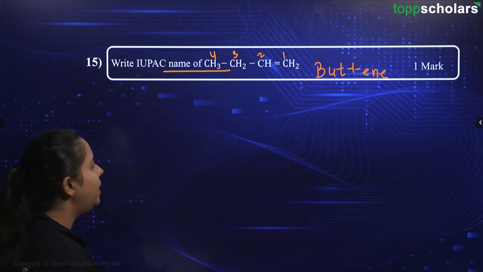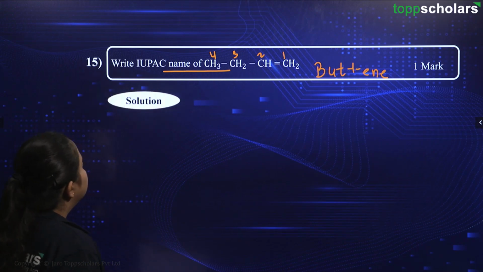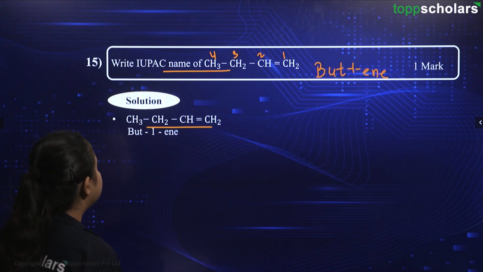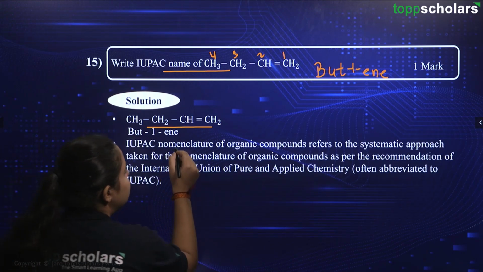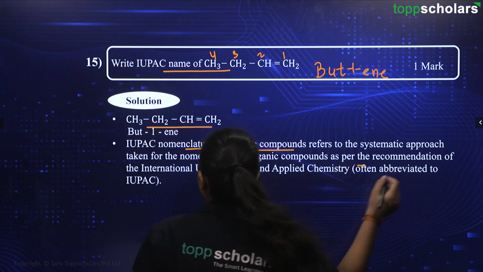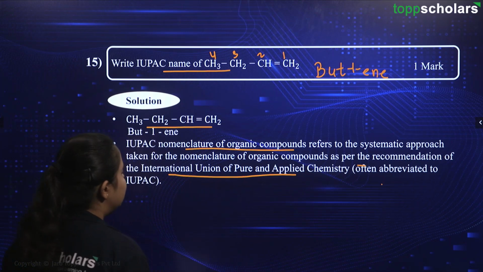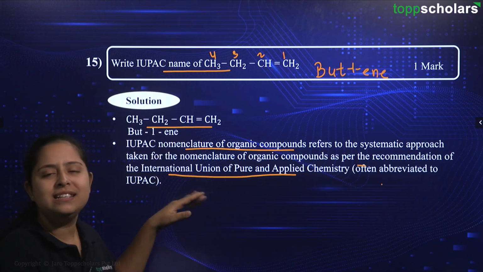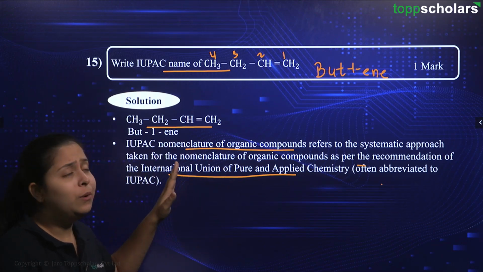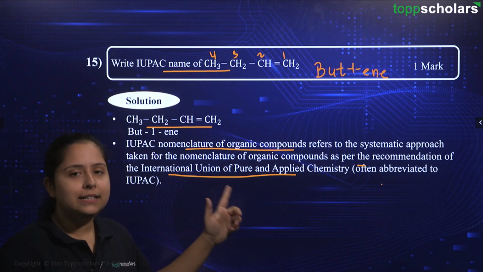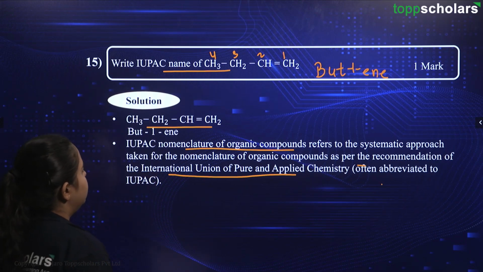Okay, let us see the solution part, whether it is right or not. So the correct answer is but-1-ene. This is the structure that is provided to us. Here we will try to justify it. IUPAC nomenclature of organic compounds refers to the systematic approach taken for the nomenclature of organic compounds as per the recommendation of the IUPAC, that is International Union of Pure and Applied Chemistry. So this is information that is provided to you. No need to add this in your exam. Only if they are asking you the full form of IUPAC, then you can answer this. You can utilize this part of information.